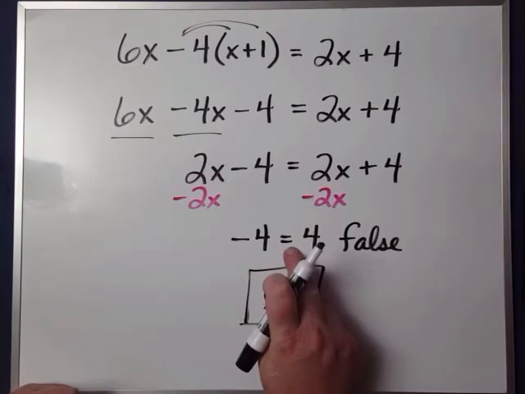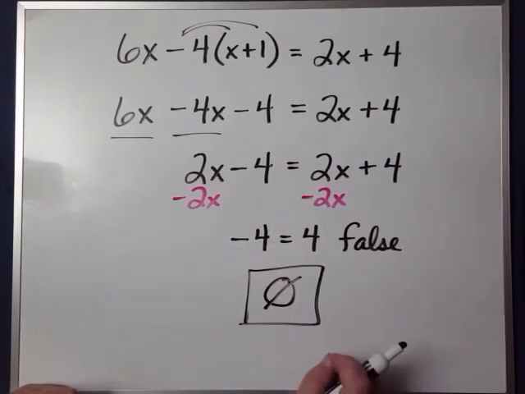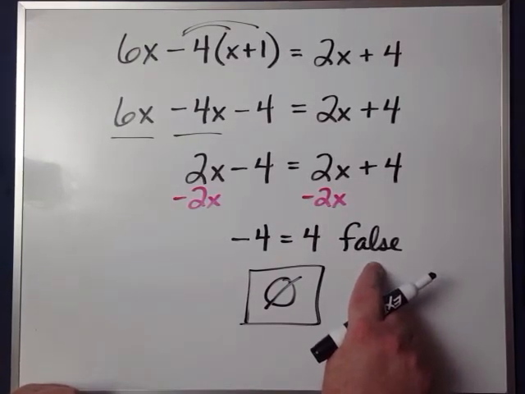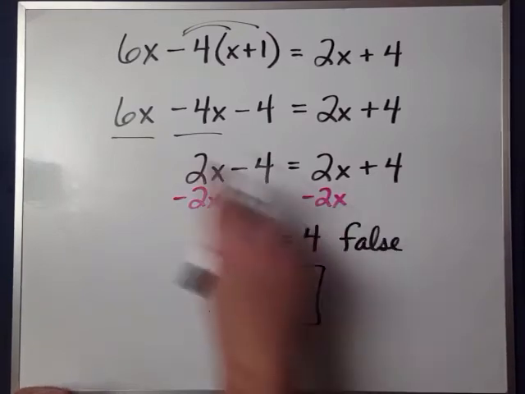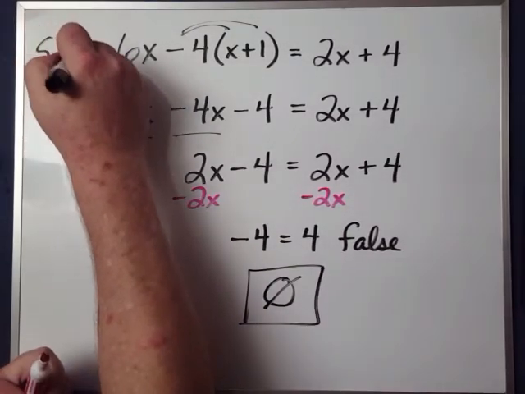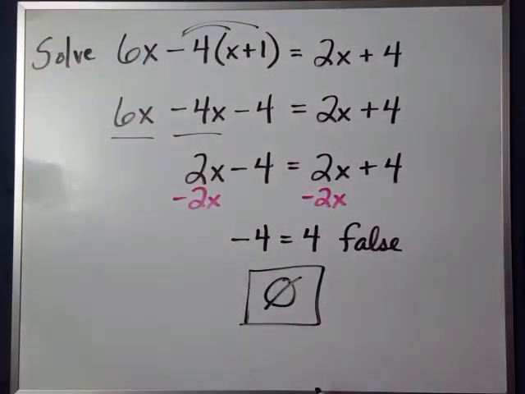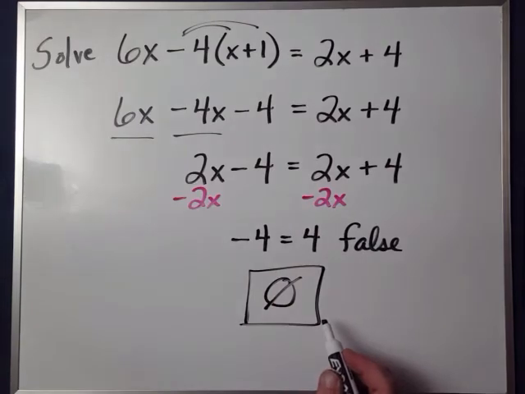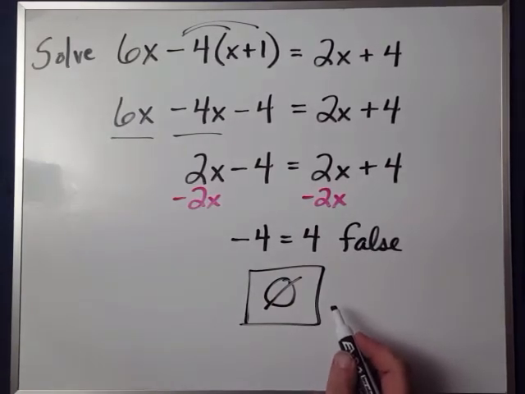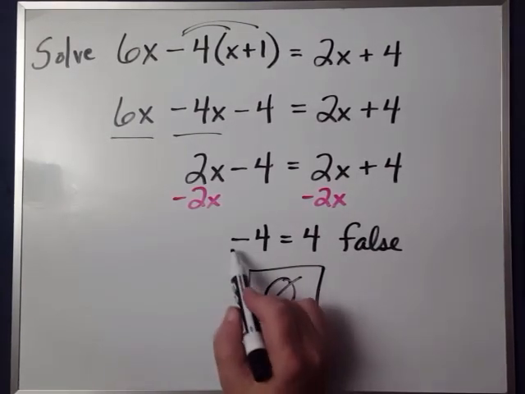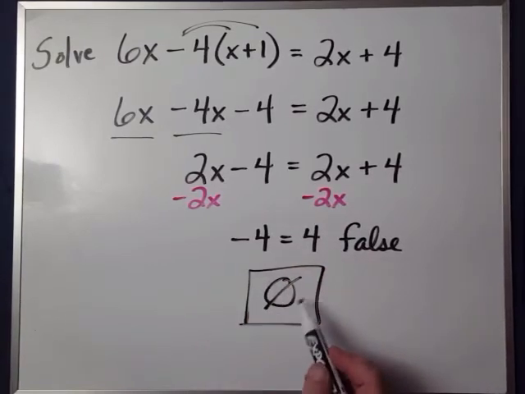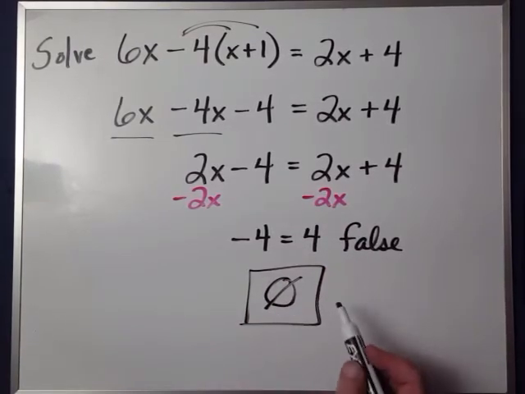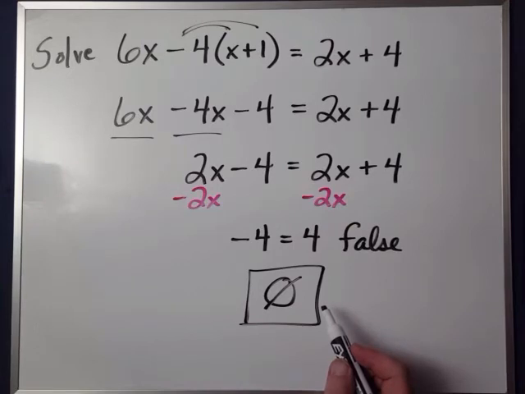I waited to claim it was false until the variable was gone. That we have to insist on. Don't put a box around the word false. The instructions say solve. What's the solution to this equation? Is the solution the word false? Plug the word false back in for x and see if it... No, that's ridiculous. Think. Don't put a box around negative 4 equals 4. That's not a solution. What is the solution?